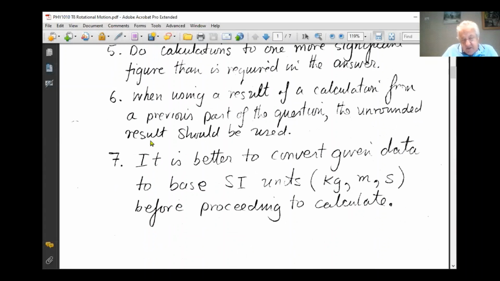Now sometimes you have different parts of a question, A, B, C, D, etc. So you do a calculation in A, you give your answer rounded to whatever number of significant figures, let me say 3 significant figures. Then you go on to part B and you use the results of part A. When you reuse results of an earlier part, you use the unrounded figure. So let's say you were calculating part A to 4 significant figures, gave your answer to 3 significant figures. Part B, you need to use the result from part A, so you use the 4 significant figures, the unrounded number.